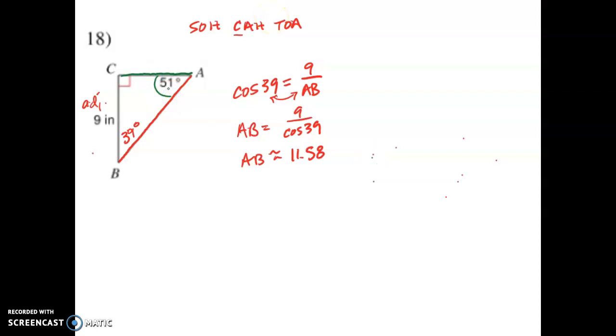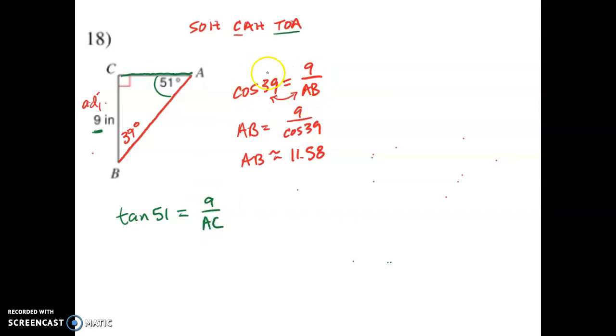That is the adjacent side to the 51, and then we're given an exact measure for the opposite, so we'll use that exact measure. So we have the opposite and the adjacent. That's tangent, which relates the opposite to the adjacent. So tangent of the 51-degree angle is equal to the ratio of the opposite side compared to the adjacent side.